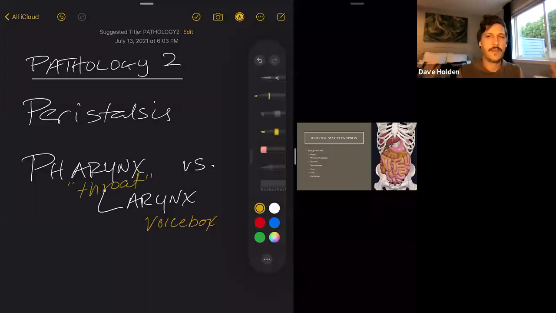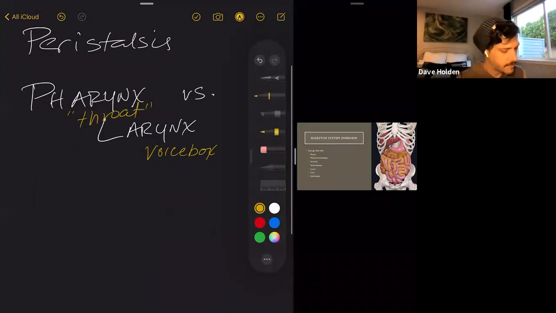So kind of think about the pharynx as like your throat. That's like where you're hocking the loogie, back behind your nose and down in the back of your throat. The larynx is a cartilage structure that sits in front. That's the voice box. That's where your vocal folds are. Good stuff.